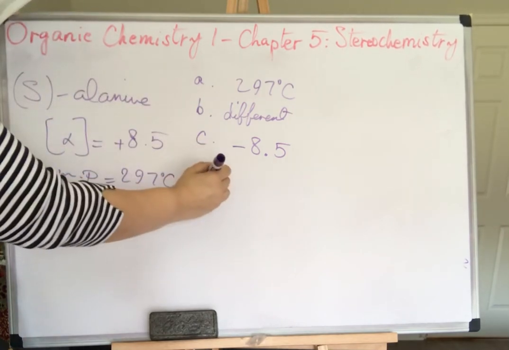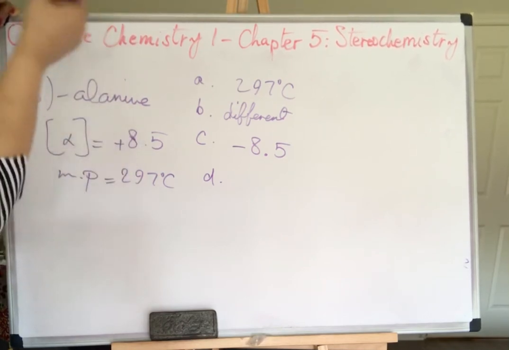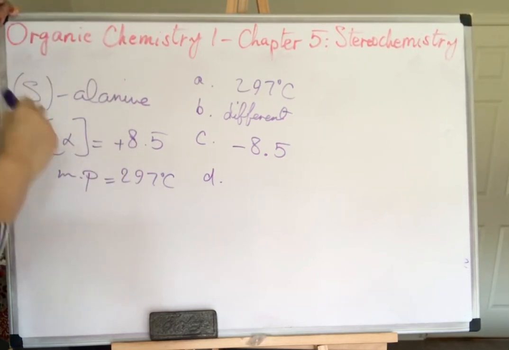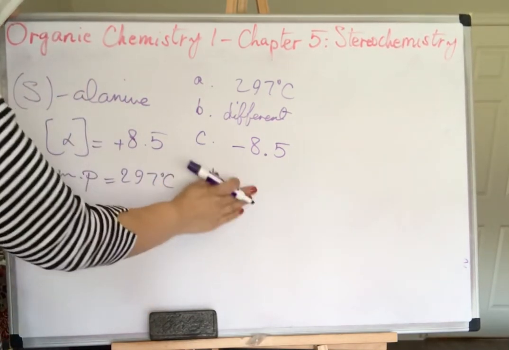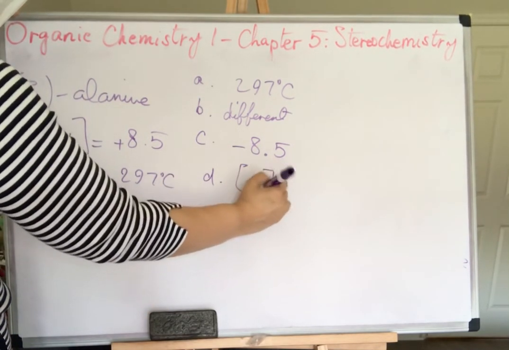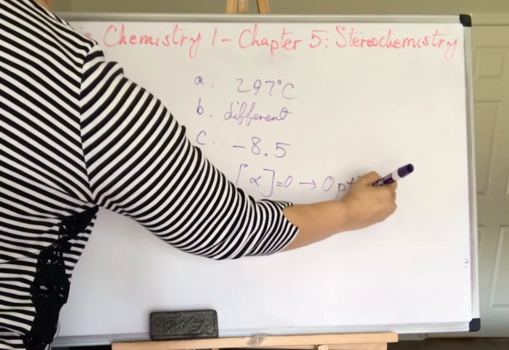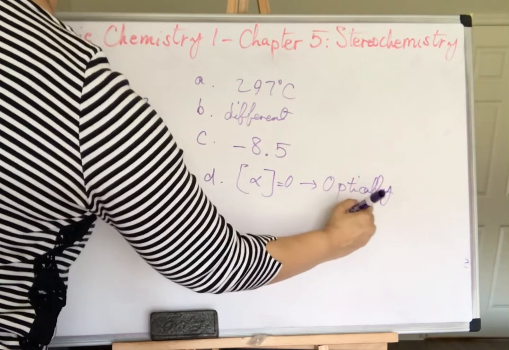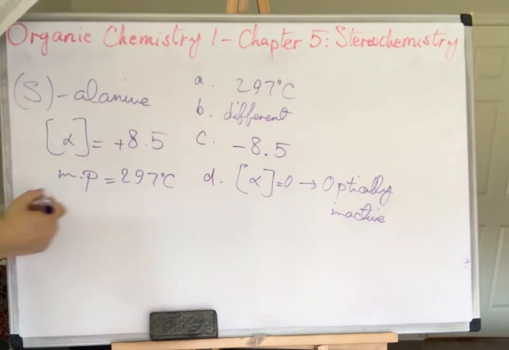Part D is asking what is the optical rotation of a racemic mixture? Racemic mixture, 50% R, 50% S. So the rotation is 0. Whenever the rotation is 0, it means we have an optically inactive mixture, which is a racemic mixture.